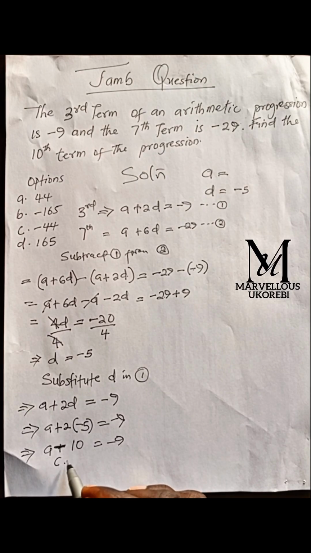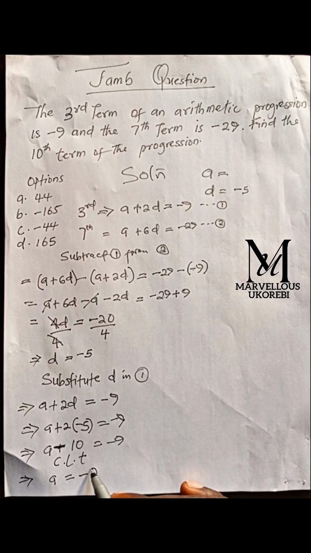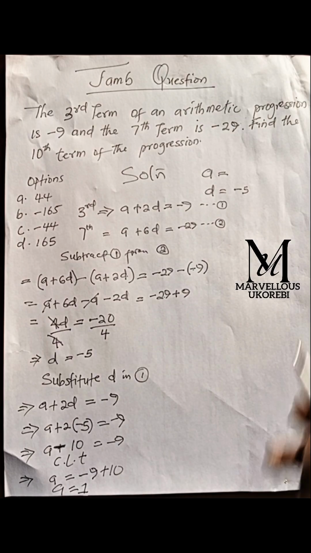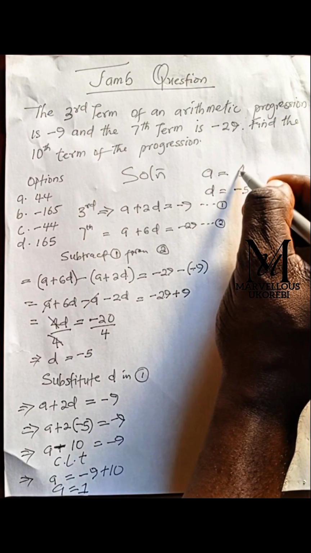So collecting like terms, a will be equal to -9 + 10. The -10 is negative, and crossing the sign of equality turns it to positive. So our a will now be equal to 1, because -9 + 10 is the same thing as 10 - 9. So our a here will be equal to 1.